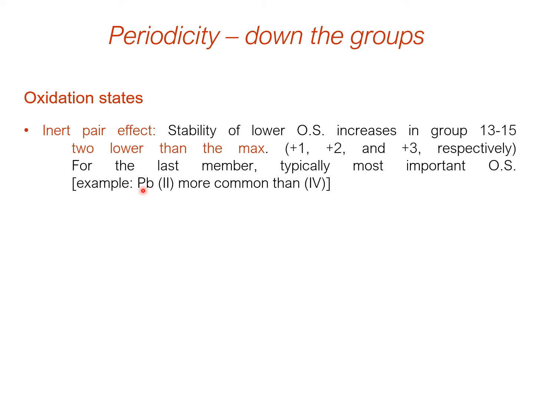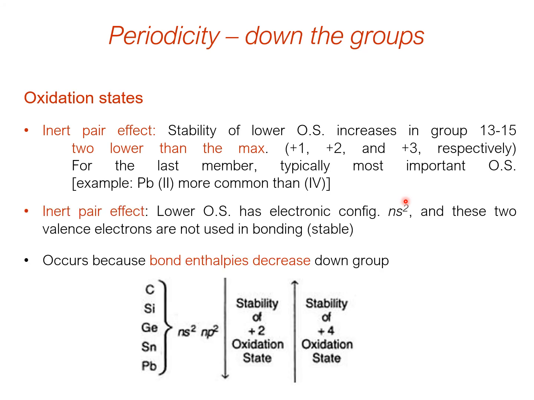So we've got an example here: lead is more common in the +2 oxidation state than the +4, and this is at the bottom of group 14. If we take carbon, for example, which is at the top of group 14, that's more common in the +4 oxidation state. And this happens for 13, 14 and 15, as I was saying. This is because the lower oxidation state has the electronic configuration ns2, and these 2 valence electrons aren't used in the bonding. So these are, in effect, the inert pair. And we'll see that when I change slides to the next one.